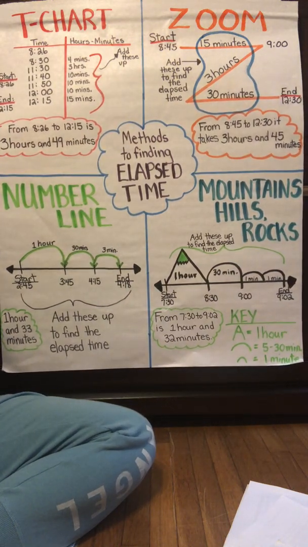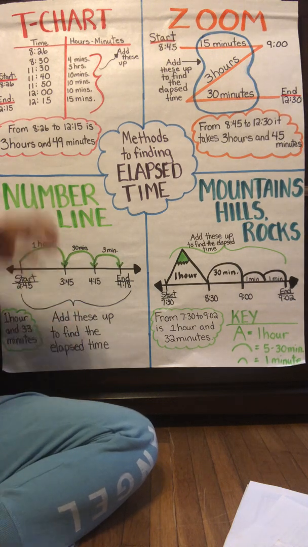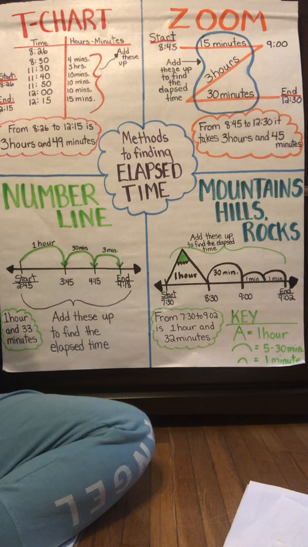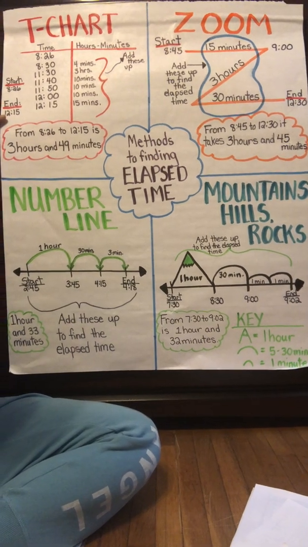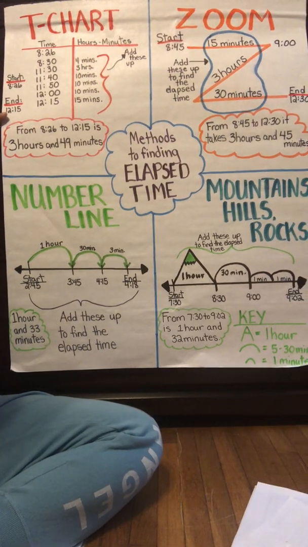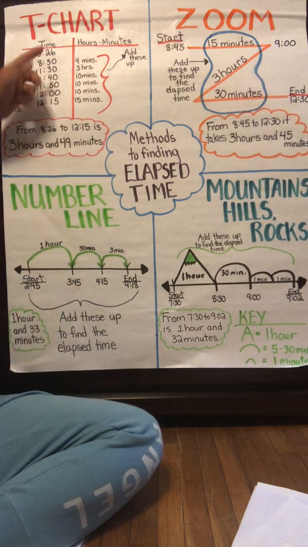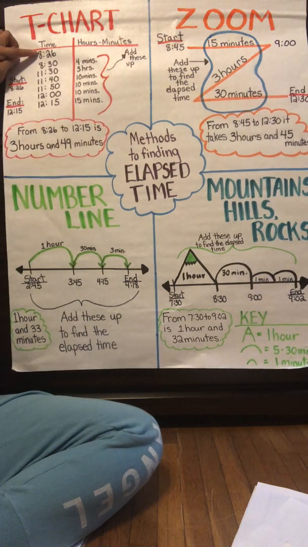It's called a T-chart. You can find elapsed time with a T-chart. You can take the starting time, which is 8:26. You can look at the ending time, which is 12:15. Let me just scoot that over a little bit. All right, so the start time is 8:26, the end time is 12:15. And instead of making jumps on a number line, you can make a T-chart. And you start at 8:26.